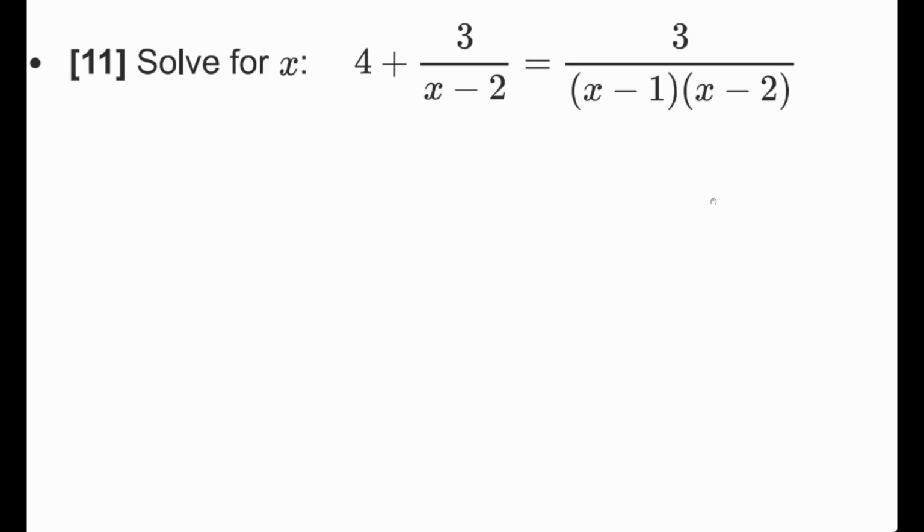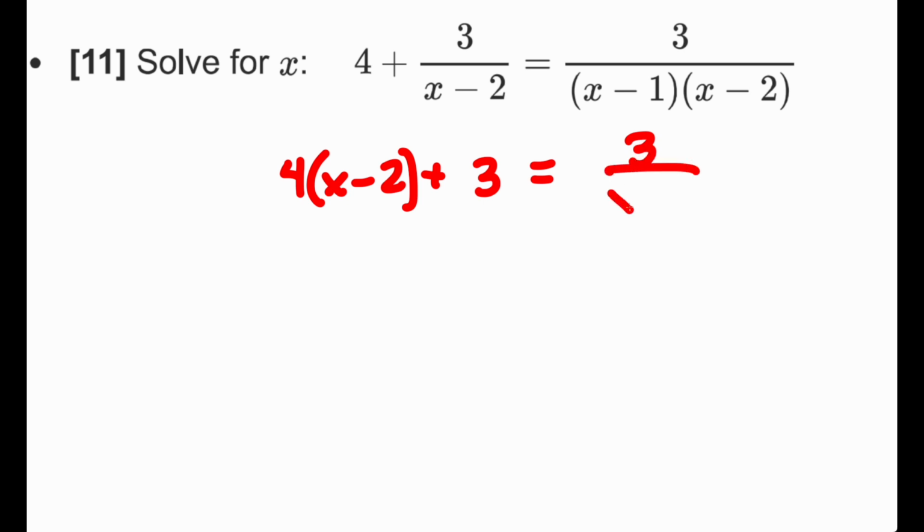Let's do another one. Pretty similar. We have that quadratic denominator on the right. It's just factored already, so that's kind of nice. We don't have to worry about factoring that ourselves. I'm going to multiply both sides by x minus 2, just because it's the one on the left, and it's going to be 4 times x minus 2. The 3 over x minus 2 is going to cancel the x minus 2 on the bottom, because we're multiplying both sides by x minus 2, so it's just going to be 3. And the x minus 2 on the right is going to cancel as well, so you're just going to have 3 over x minus 1.